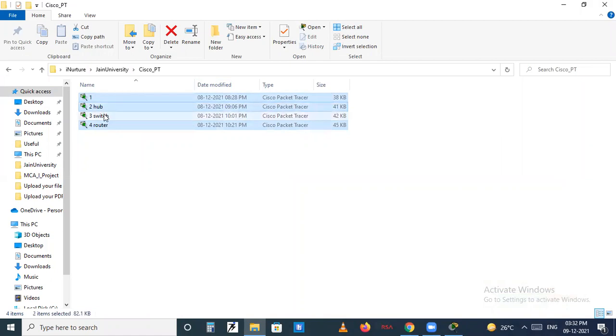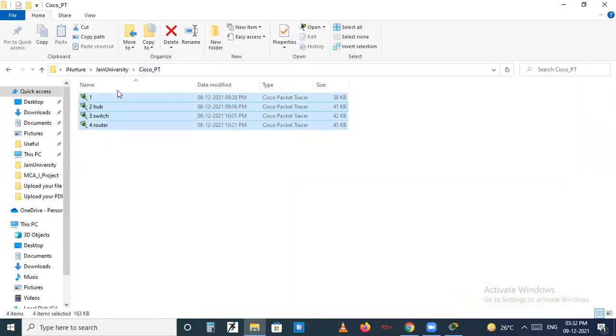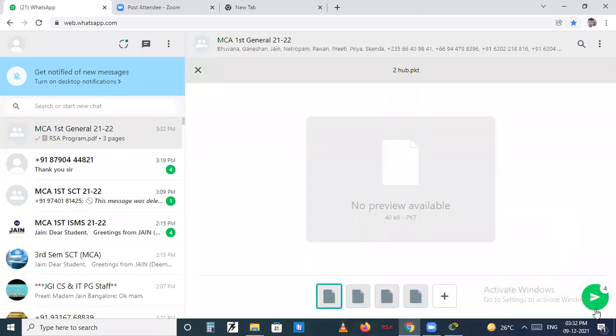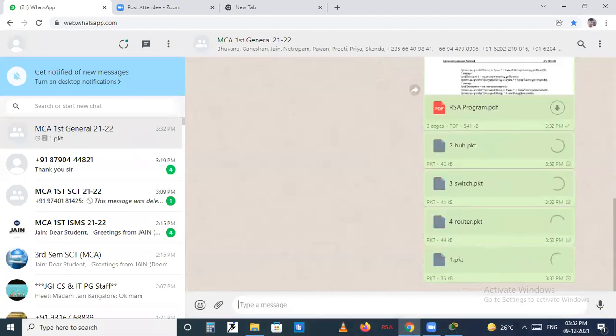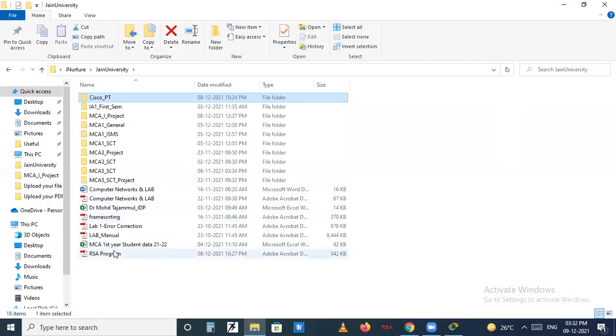If any one of you missed previous labs, I'm sending all the remaining practicals for such students. So these are Cisco Packet Tracer related, and then those programs I'm sending, the previous ones also. Frame sorting, and next, the error one was error detection, no? Error correction. Yes, sir. That's right, correct.